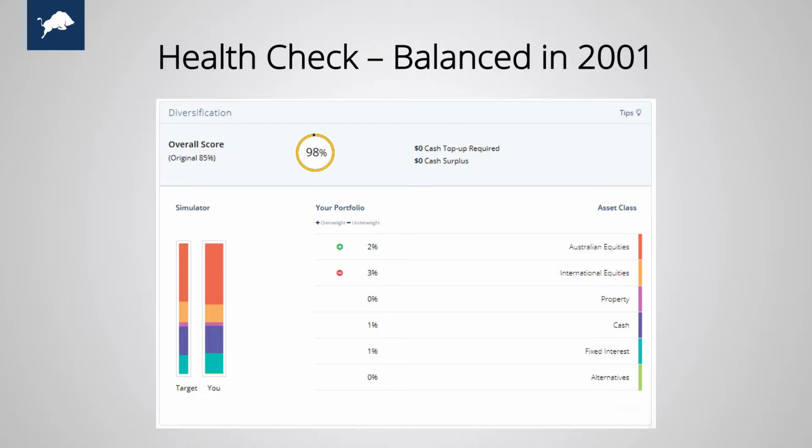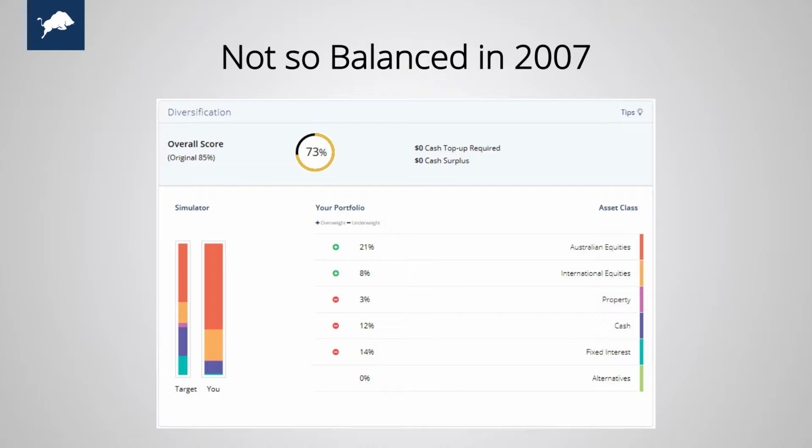So 98% is a very good score. We generally say to people to rebalance your portfolio when it hits about 85%. That's when you should be looking to rebalance these asset classes. Now, let's jump forward to 2007. So 2007, the market has run incredibly strongly, leading into the GFC, of course. What we haven't done here is touched this portfolio at all. We haven't changed any of the asset classes.